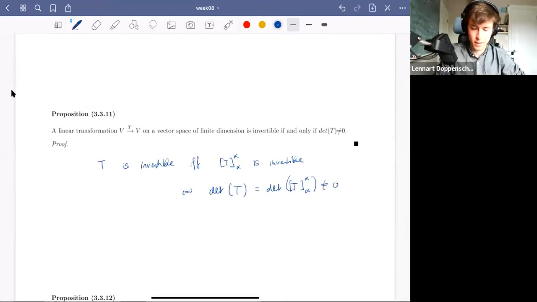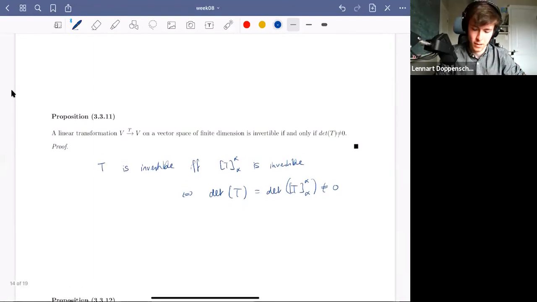I could say more about this proof, but since we talked so much about the connection between transformations and matrices, I think this proof does not require much more justification. I think the book has something to say about this. So if you're not just satisfied with what I just wrote here, then please look at the book.